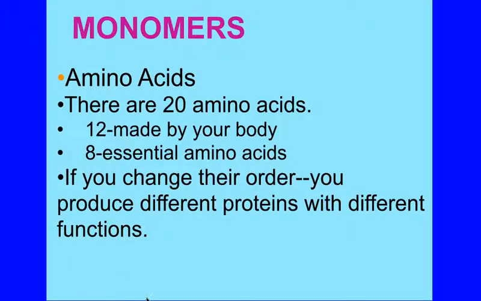The monomers of proteins are called amino acids. Let's make sure we highlight that or put a star next to it. There are 20 different amino acids, and we make up our different proteins by changing the order of those amino acids when we put them together.